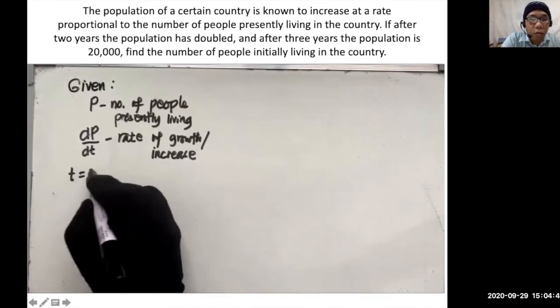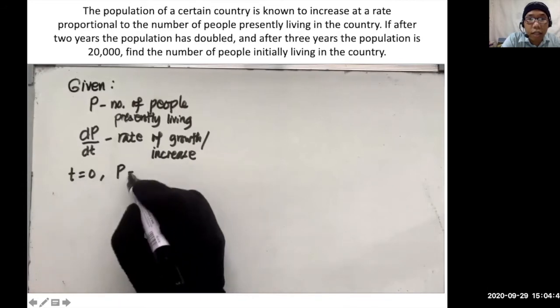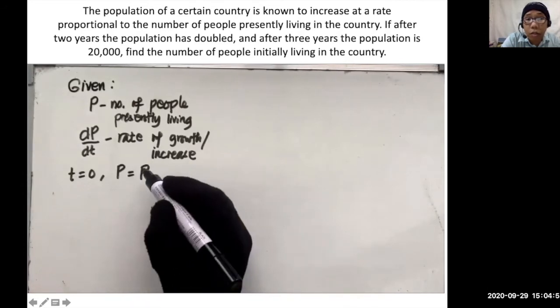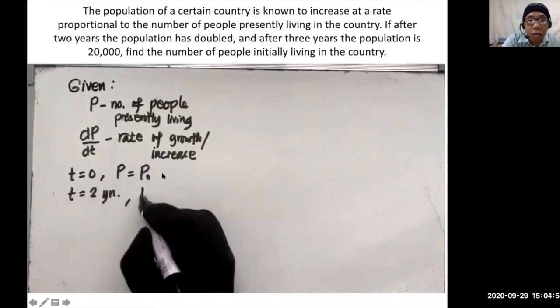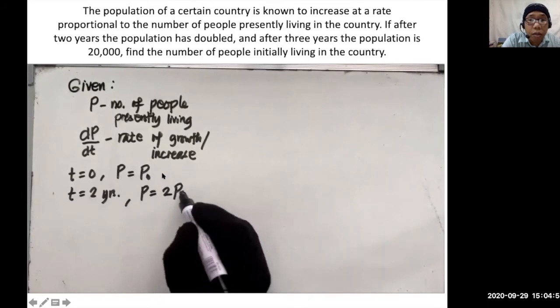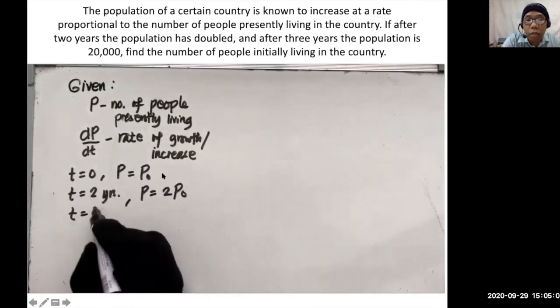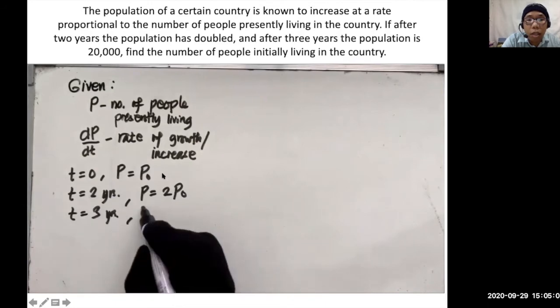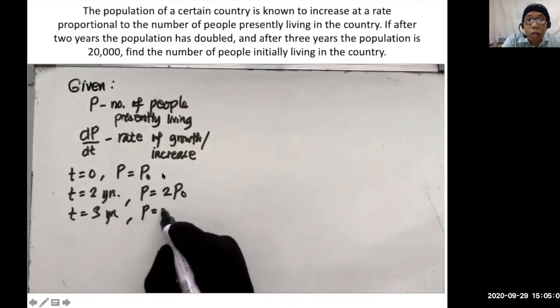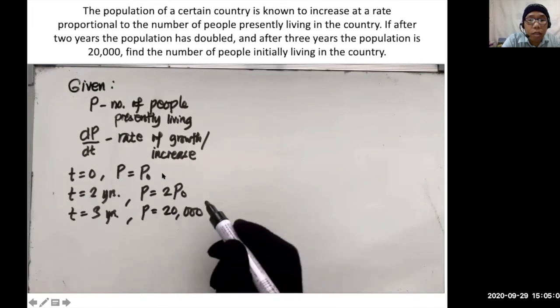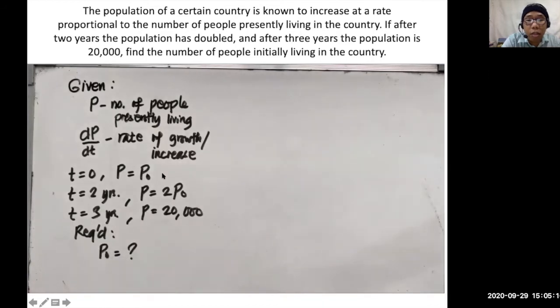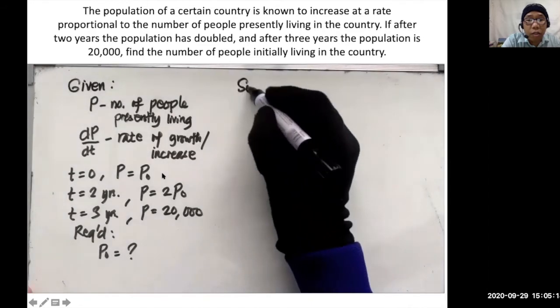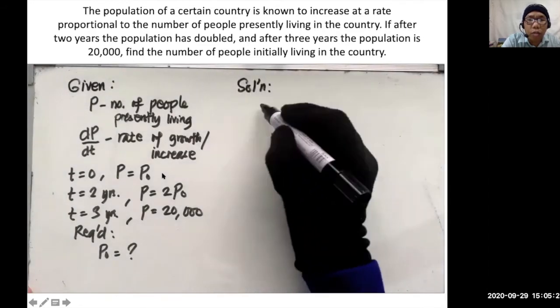Now we are going to write the initial conditions. At time equal to 0, we don't know yet the number of people initially living in the country, so we represent it by P sub 0. After 2 years, the number of people has doubled, so you put that as 2 times P sub 0, 2 times the initial. And after 3 years, the number of people is 20,000. Now, what is the population initially, at time equal to 0?